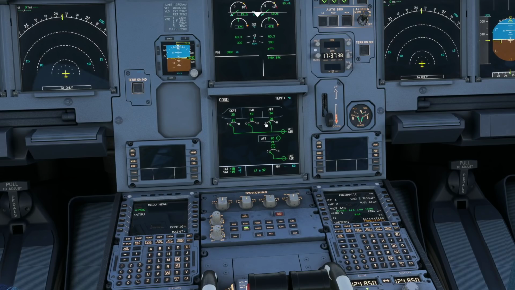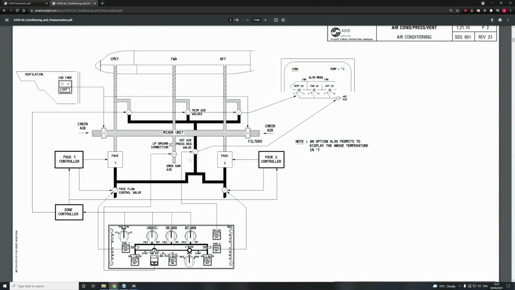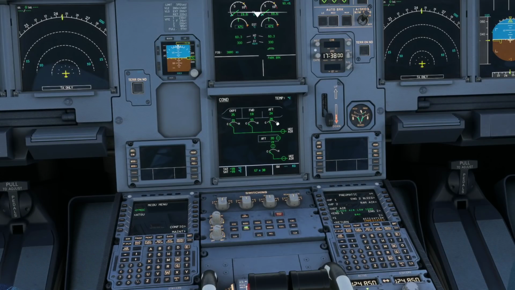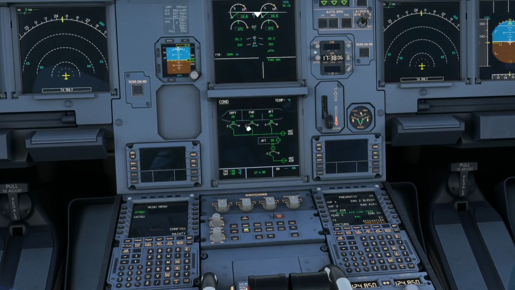So the next thing to look at is what happens if you kill this hot air. If we look here, we can actually close this valve. There's a button right here on the overhead, and I'll close that in just a moment. It will close off this valve, and then suddenly we will no longer have the ability to use the trim valves to trim out the temperature going into the cabin.